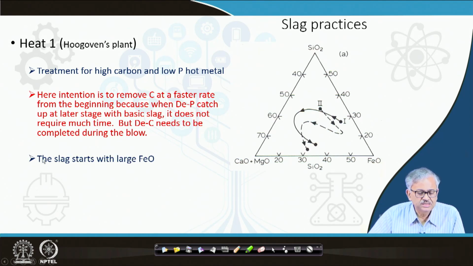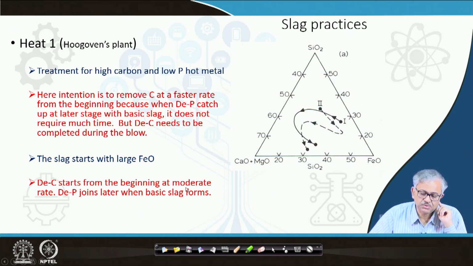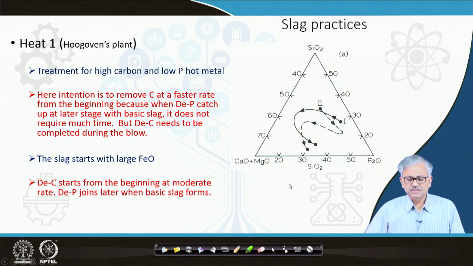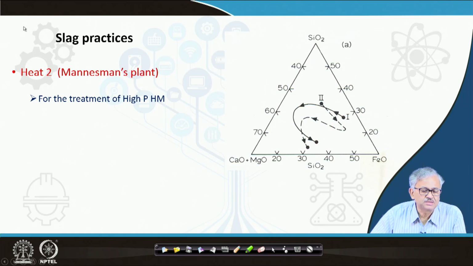So, the slag starts with a large FeO here at this point. To do that, as I said, you add some mill scale, and the decarbonization starts from the beginning at a moderate rate, and dephosphorization joins later when basic slag is formed, and it also completes within a very short period of time. So, this slag practice is okay. That is a very standard slag practice. When you have a low phosphorus, it is not at all a problem. We should not be concerned about preserving the carbon, because carbon is already very high and the phosphorus is very low. Okay.